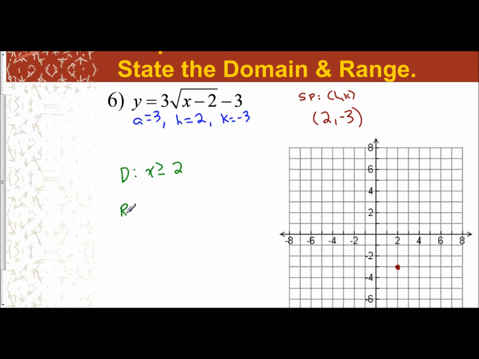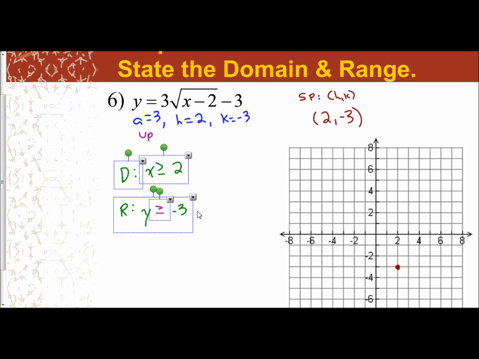Our range describes our y values. And that's based off of negative 3. And we have to keep in mind your range is based off the k values. However, our a value also affects it based off of if a is positive or negative. If a is positive, the graph opens up. If a is negative, the graph opens down. And so this one is going to be pointing up, which means y is greater than or equal to negative 3. And so that represents our domain and range.